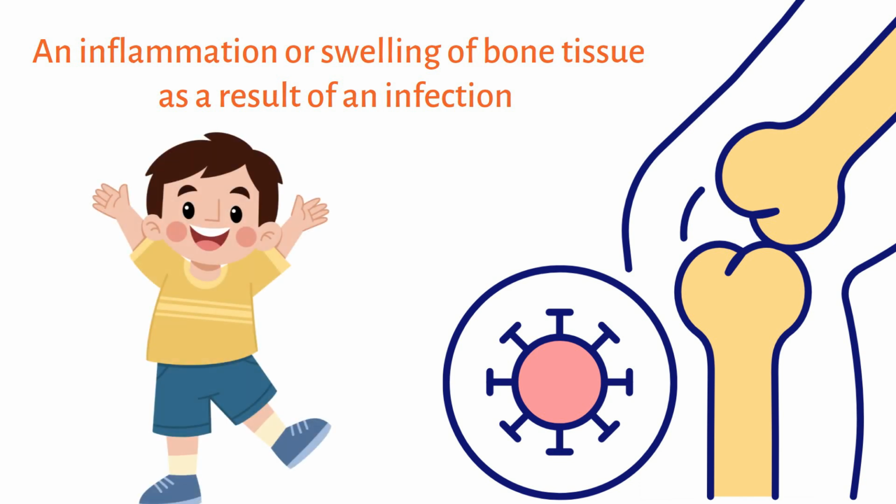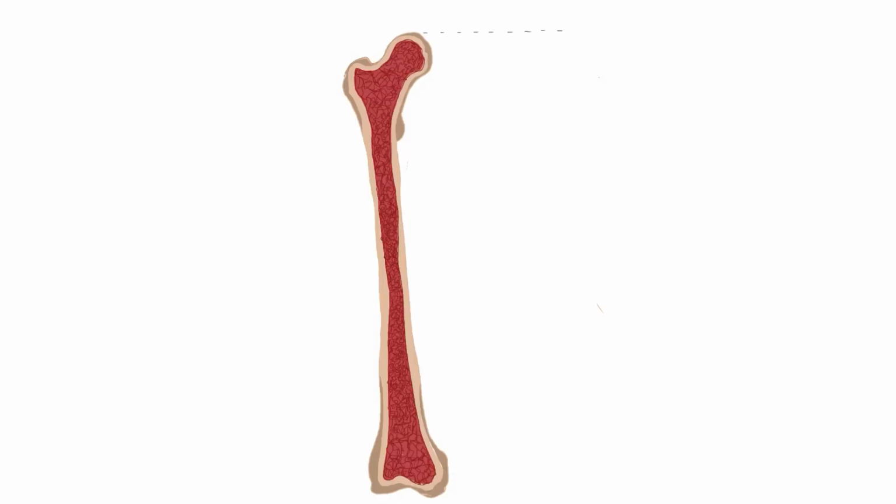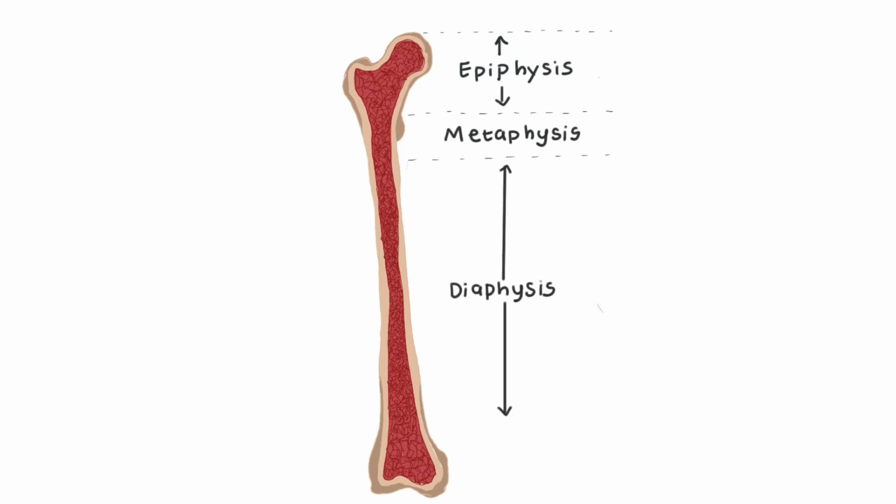So first, let's quickly recap the bone anatomy. This is a long bone and it has two main regions, the diaphysis and the epiphysis. In between them, we can find the metaphysis. The diaphysis is this hollow tubular shaft which runs between the proximal and the distal ends of the bone. And inside the diaphysis, we can find the medullary cavity, which is filled with the bone marrow.